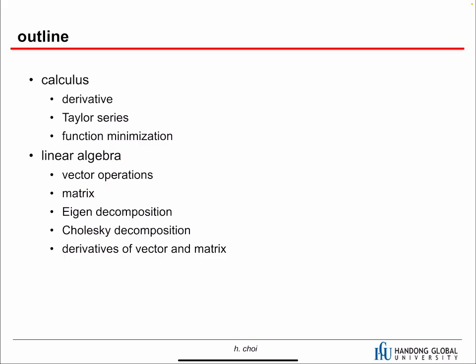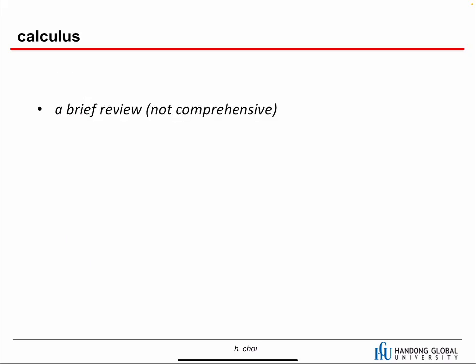So this is the outline of this chapter. From calculus, we're going to talk about the derivative, Taylor series, and function minimization. And from linear algebra, we're going to learn some basic stuff: vector operations and matrix, eigendecomposition, classic decomposition, and derivatives of vector and matrix. First, calculus. It's not comprehensive.